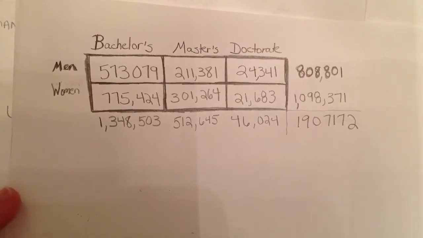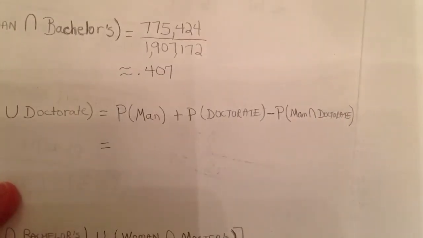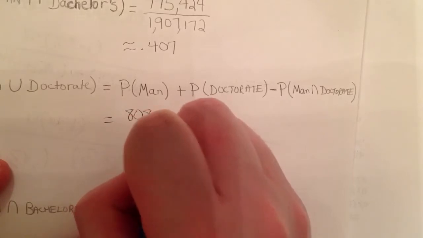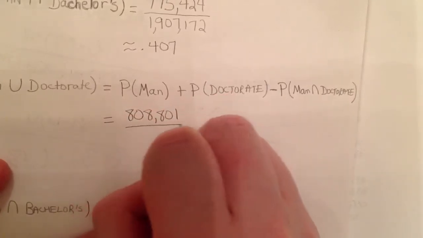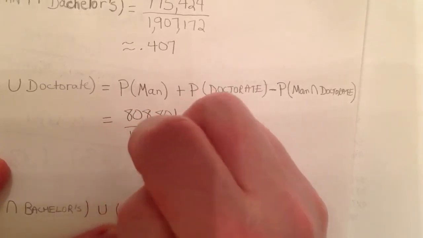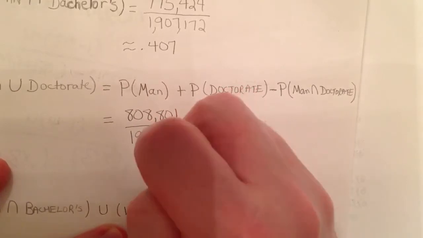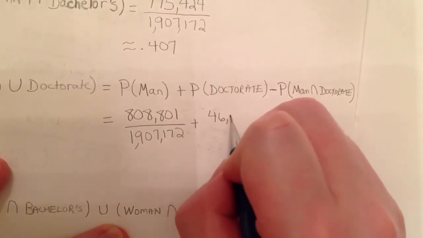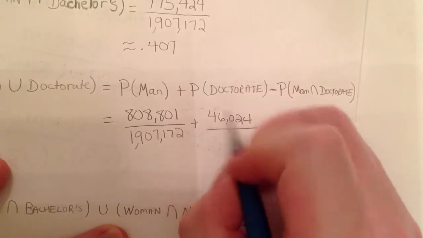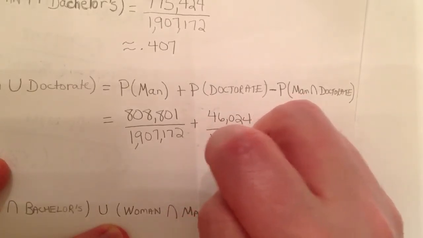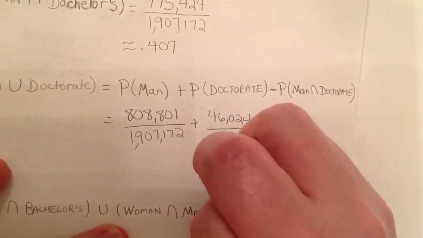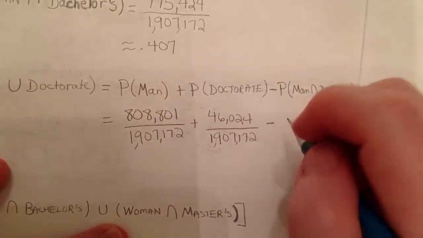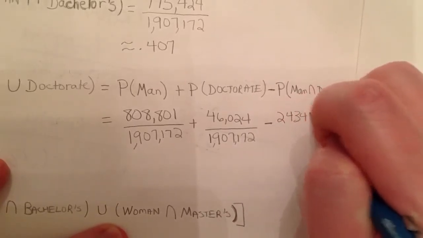So we're going to level off the total by deducting 24,341 out of the total of all the degree recipients. So upon replacements, for the men, the probability that we have a man, you have 808,801, again out of 1,907,172, and then the doctorates have 46,024, and of course leveling off for those who have both characteristics, a man with a doctorate, there were 24,341 of those.